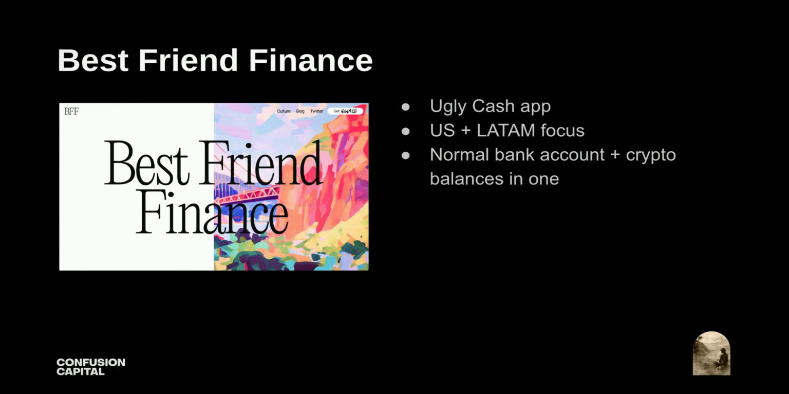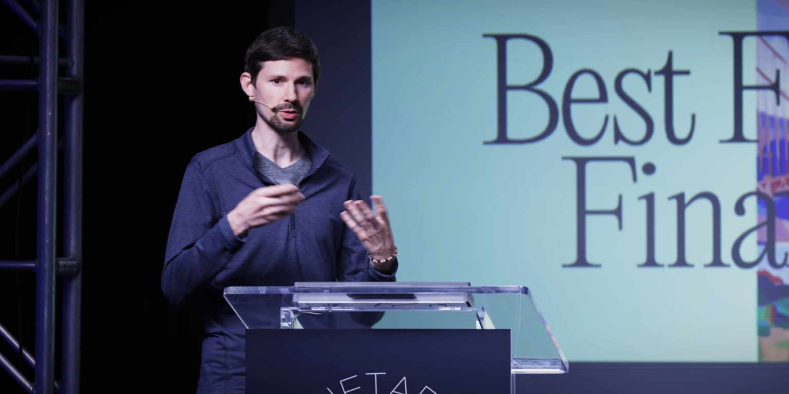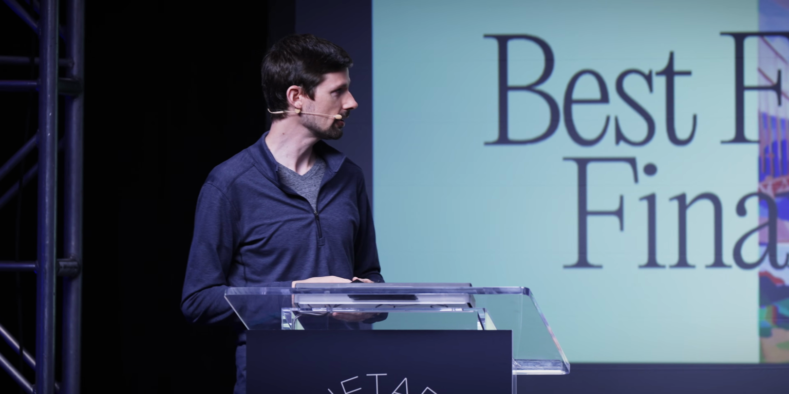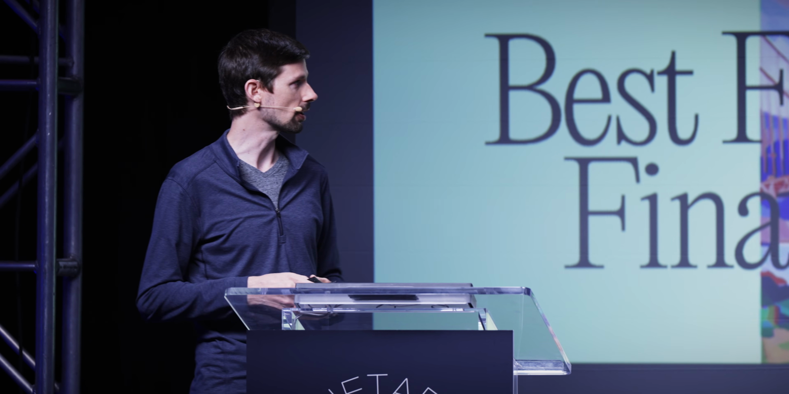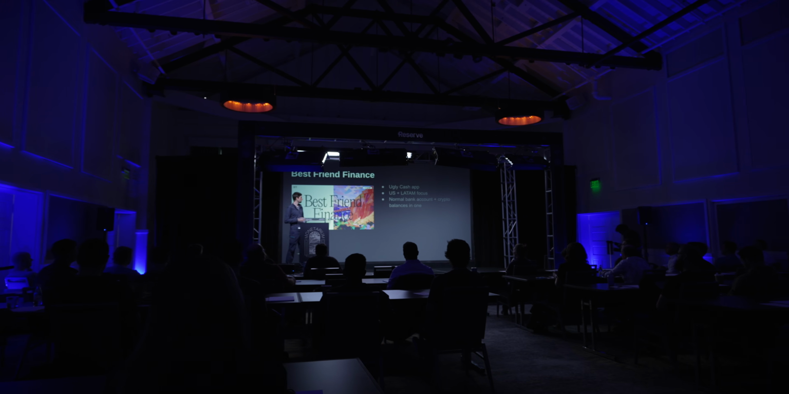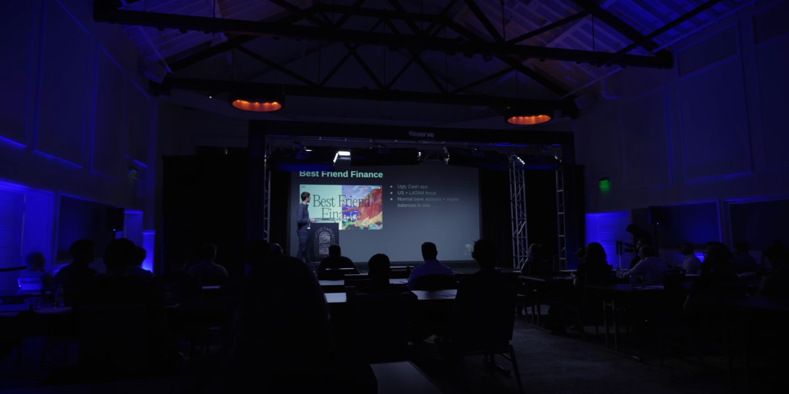Best Friend Finance is also part of the Reserve ecosystem, but is mainly focused on building the Ugly Cash app. Ugly Cash is a financial platform, a fintech app that gives you a dollar balance as a bank account, as well as balances in stablecoins using R tokens. It has a United States and Latin American focus, and you'll hear more about it today and see a cool demo as well.